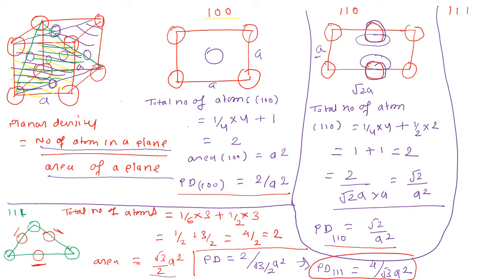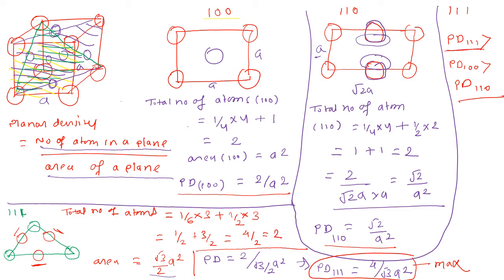So the maximum planar density, or the closest packed plane, in case of FCC is 111. So this is the maximum. Okay, so if I write it like this, the planar density of the 111 plane is greater than the planar density of 100, then the planar density of 110. So the closest packed plane is 111.